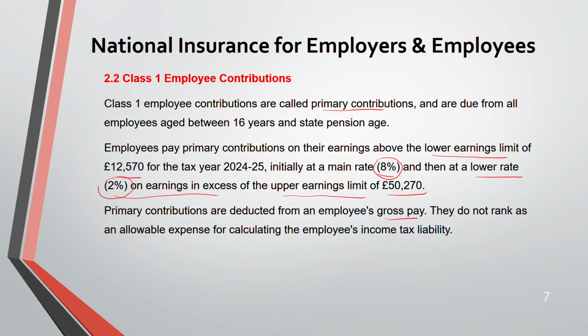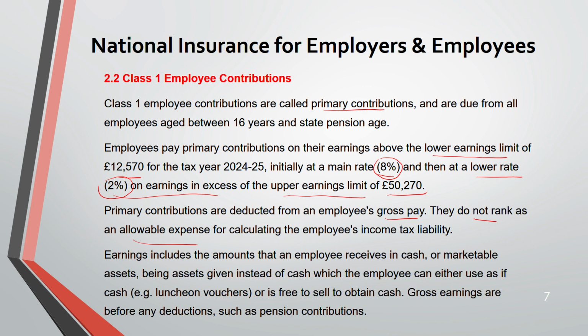Primary contributions are deducted from an employee's gross pay. Remember, when we are calculating employee's pay, from here you deduct these contributions. They are not taken as an allowable expense. They do not rank as an allowable expense when calculating the employee's income tax liability. Remember, this NIC you can't deduct as an allowable expense when calculating the employee's income tax liability. Now, these are the earnings. Under earnings, these are the things.